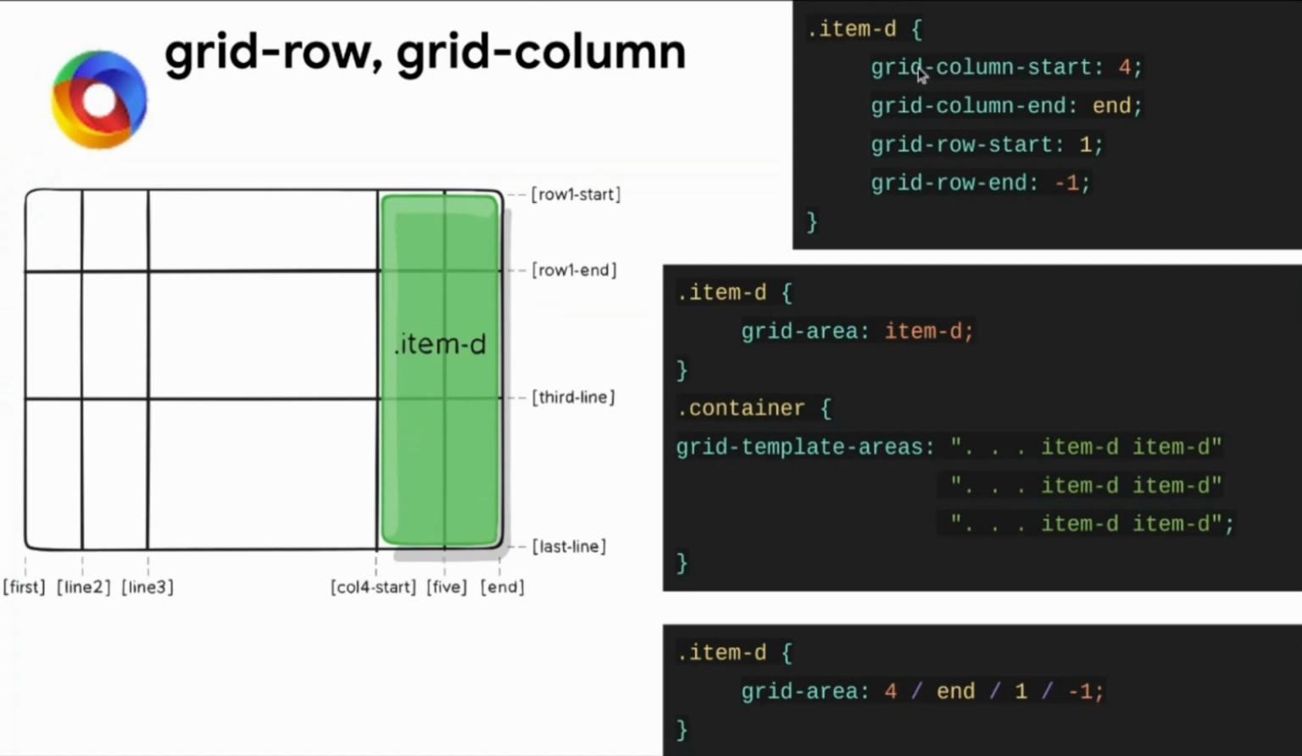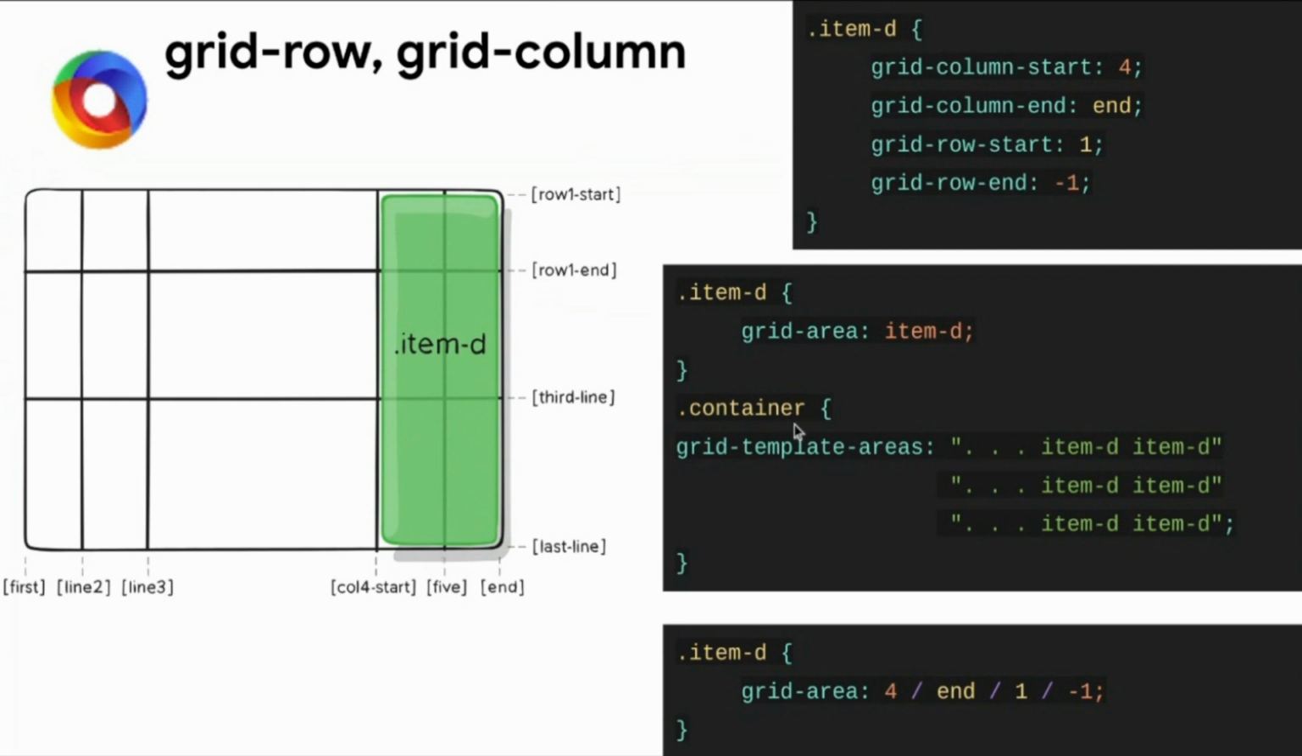Firstly, this is item D. Its column starts at 4 and ends at the end. The same property we have given for item D here. Now let's see how we can do it with a grid area name property. For grid area name, we can insert any name, like item D or anything.